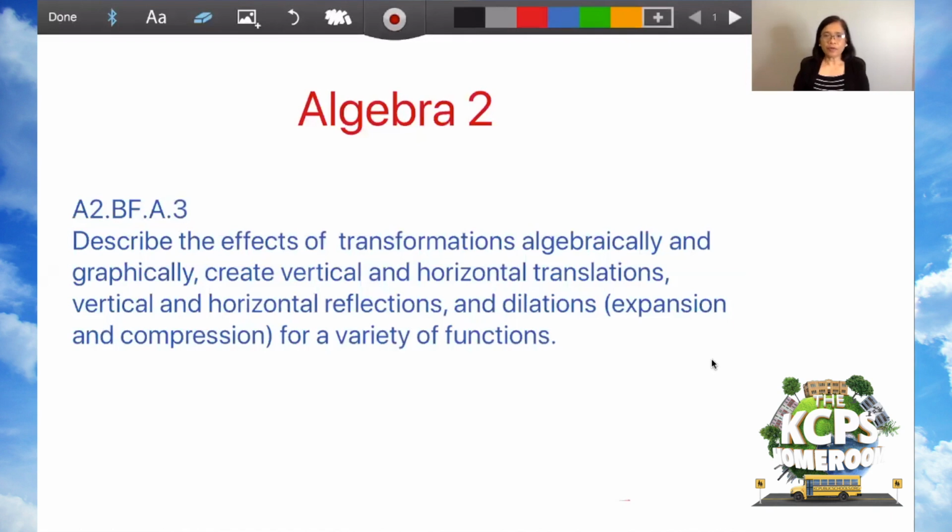Today we're going to focus on this standard in Algebra 2, A2.BF.A.3, which is: describe the effects of transformations algebraically and graphically, create vertical and horizontal translations, vertical and horizontal reflections, and dilations, namely expansion and compression, for a variety of functions. Before we start, please be ready with your notebook and your pen.